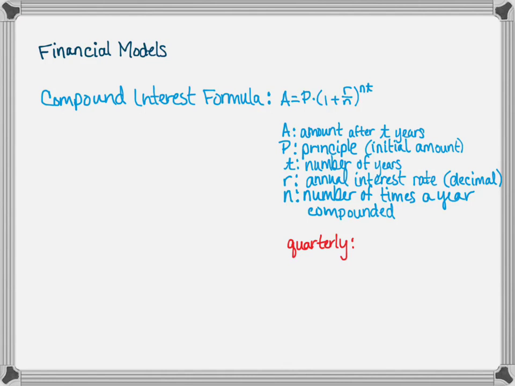So for example, for interest that is compounded quarterly, N would be 4. Interest that's compounded daily, N would be 365. Interest that's compounded monthly, N would equal 12.